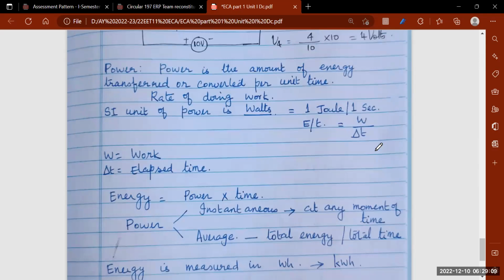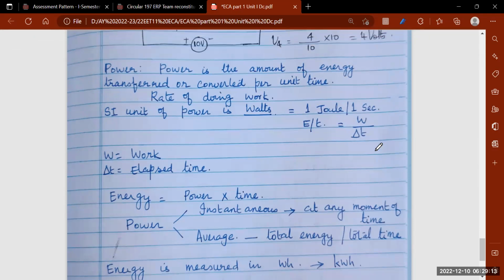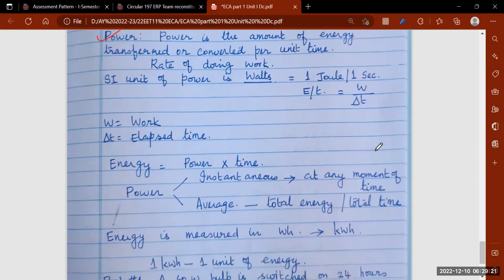What is meant by power? Power is the energy transferred or converted per unit time, or the rate of doing work. The SI unit of power is watts, and this is 1 joule per second, or E by T. This can also be represented as the rate of doing work with respect to time. So W is the work and delta T is the elapsed time, right?